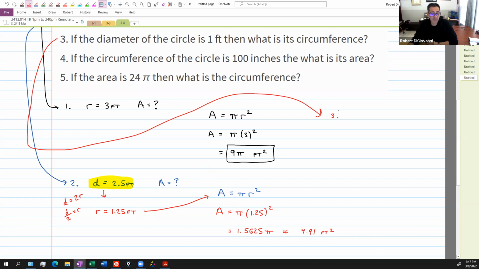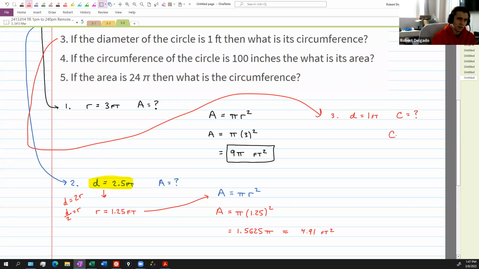if the diameter of a circle is 1 foot, what's the circumference? So the diameter of a circle is 1 foot. I'm asking for the circumference. So you need to know what the circumference of a circle is. Does anyone know what the circumference of a circle is? 2 pi r. 2 pi r.